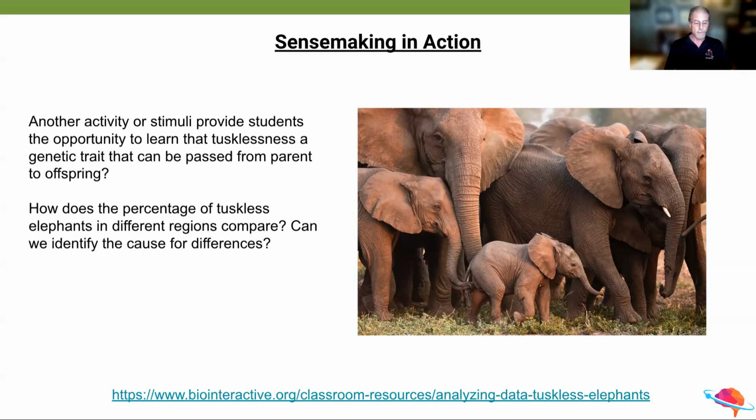So we want to expand the data to see if we can get some more evidence for what we are thinking. So we're going to look at the percentage of tuskless elephants in different regions and do a comparison and see if we can figure out something else. And wondering, can males be tuskless as well? So let's take a look at the next set of data.